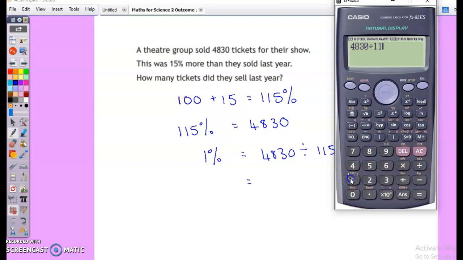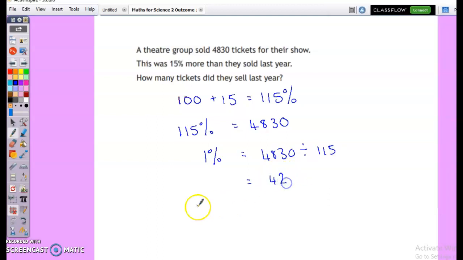It's 42. 100%. Not money, is it? No, it's number of tickets. It would be 4,200 tickets.